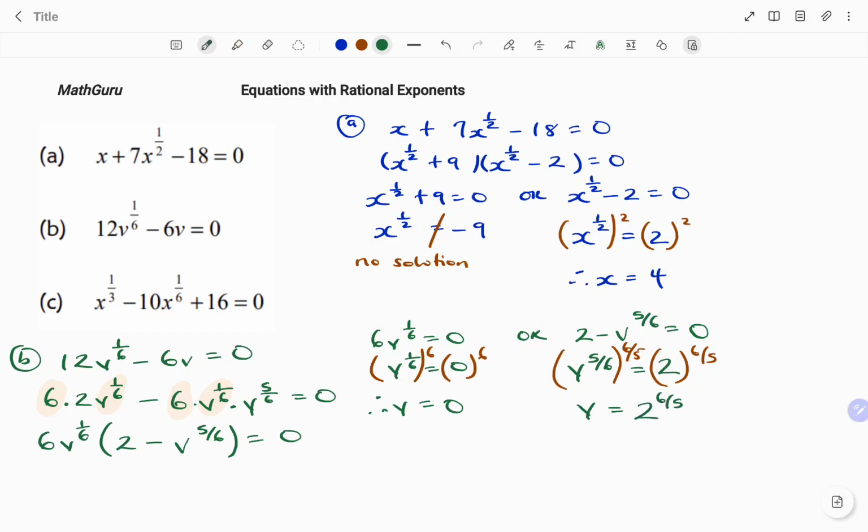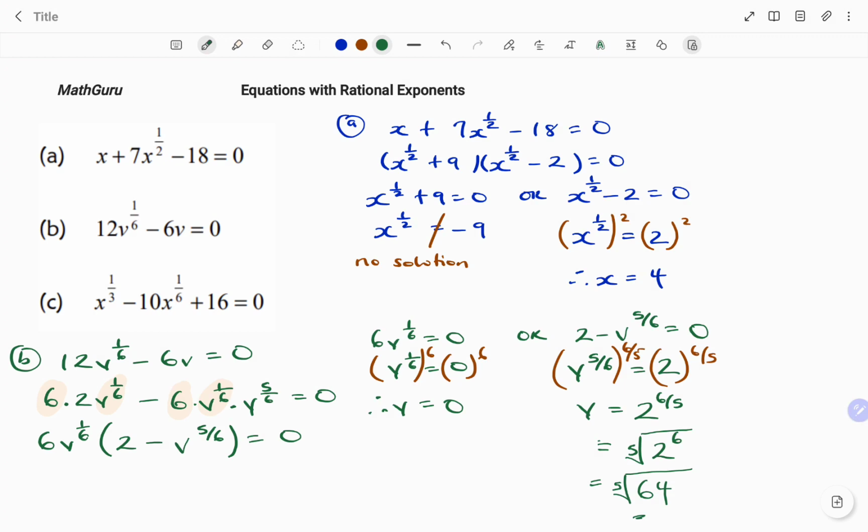And note that when you have a rational exponent, the denominator will be your root, and then the numerator will be your power. So I can rewrite this as the fifth root of 2 to the power of 6. Or I can simplify further. The fifth root of 2 to the power of 6 will give me 64. So that's the second value for v.